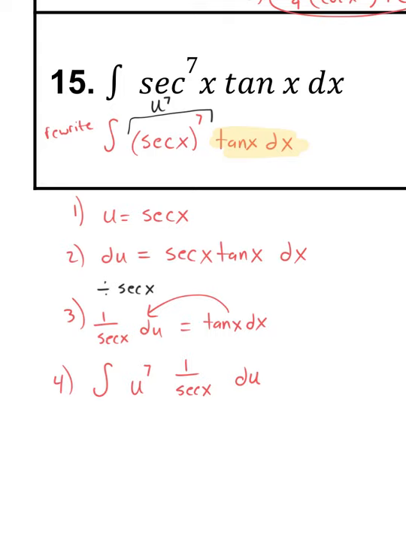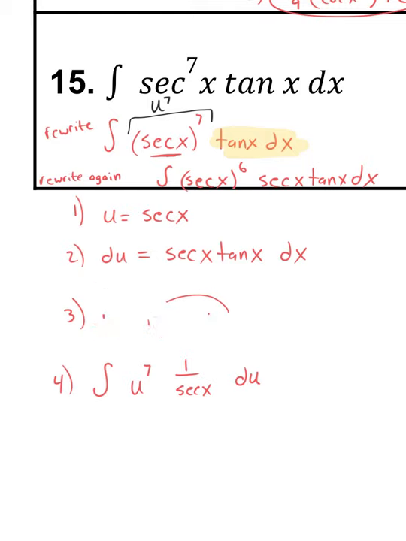But here's what you can do. Check this out. I can rewrite this again. I can pull out one of these secants. So it's going to look like this. What if I rewrite this again? And I have 6 secants here, but I put one here. Okay? These are equivalent. The secant to the 6 times the secant gives me 7 secants, and that would make this work. So let's do it this way. Let me get rid of all of this, and let's make it work.